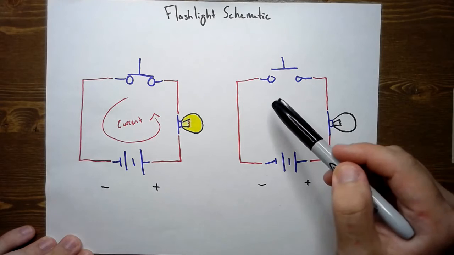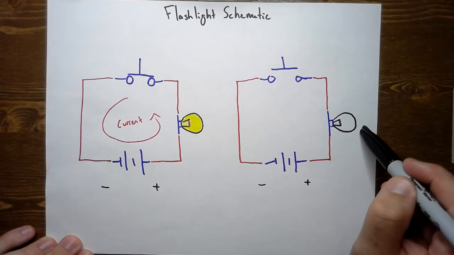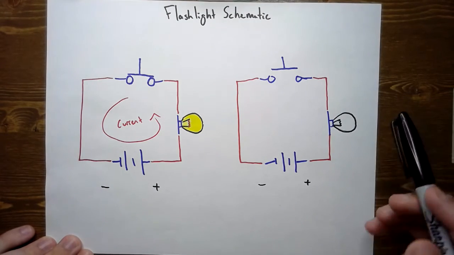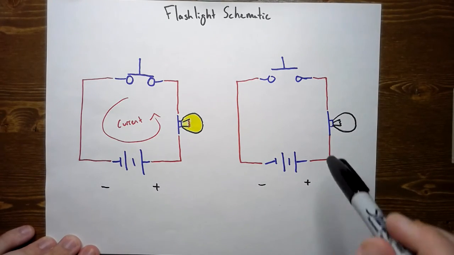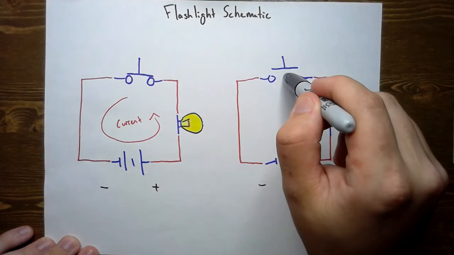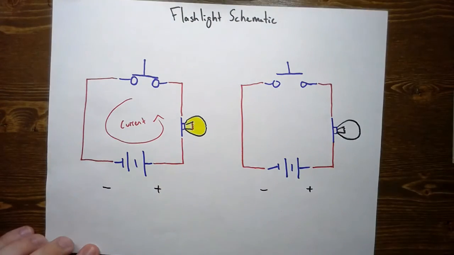This one, in the other case, the switch is open. So there's no current flow, which means the lamp is off. The lamp is still your resistance, but it's not using any energy because the energy can't get through an open switch.